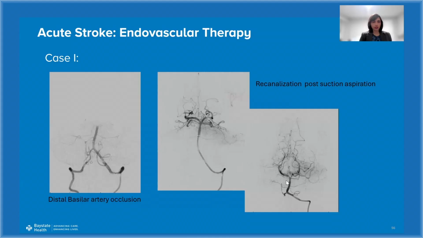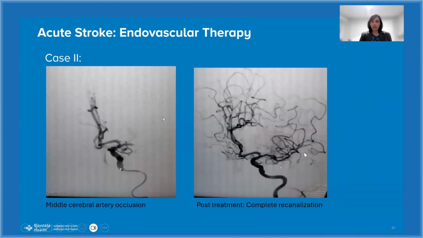And then these are just some pictures. Here you can see a patient presenting with a basilar artery occlusion, which is the vessel at the back of the brain. And here you're not seeing any flow. This is after recanalization, where you're seeing the blood vessels fill out completely. So compare this picture to the picture on the very right. And then this is another case where the blockage is at the vessel that goes to the left side of the brain. And this is after complete recanalization.